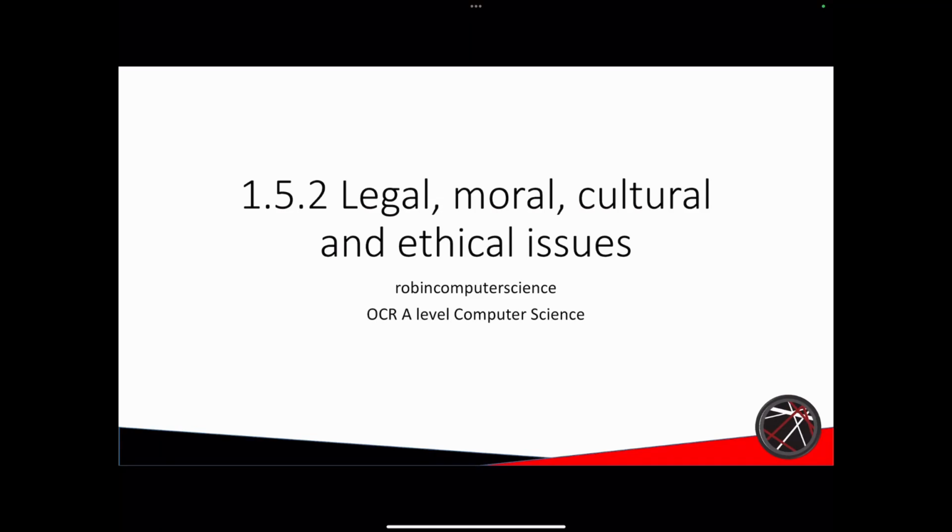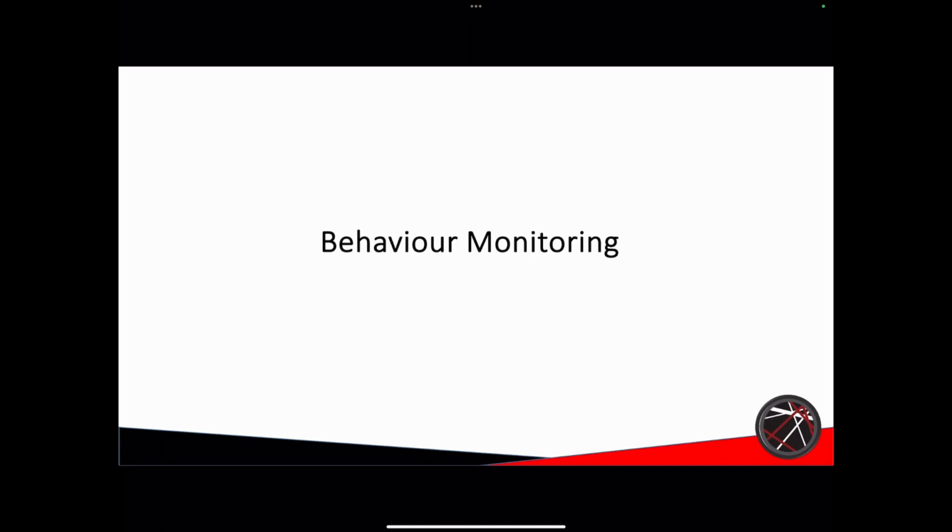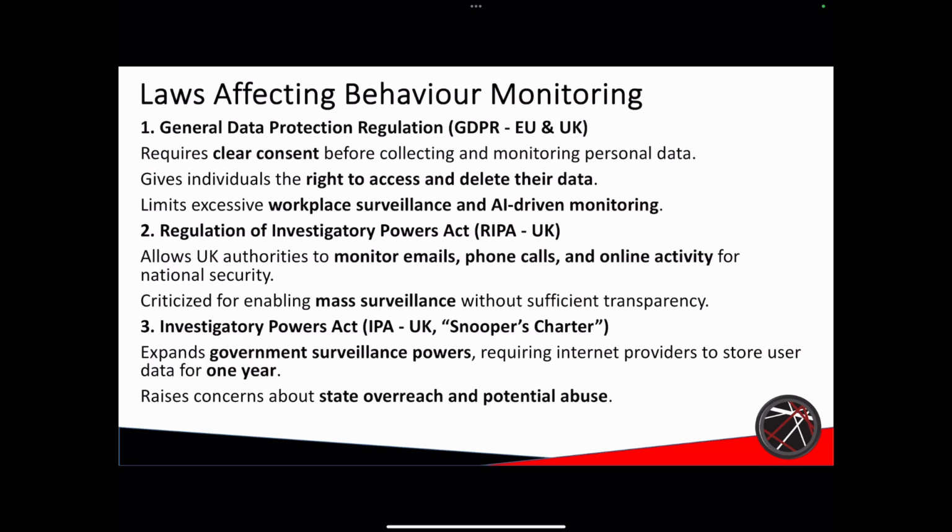In here, I'm looking at legal, moral, cultural and ethical issues. So for the OCR A-Level Computer Science, I'm going to be looking at behaviour monitoring. Behaviour monitoring is in many ways to do with how people use their computers. And this could be employees within a company, or it could be people at home and the things that they're doing and the things that they're using that computer for.